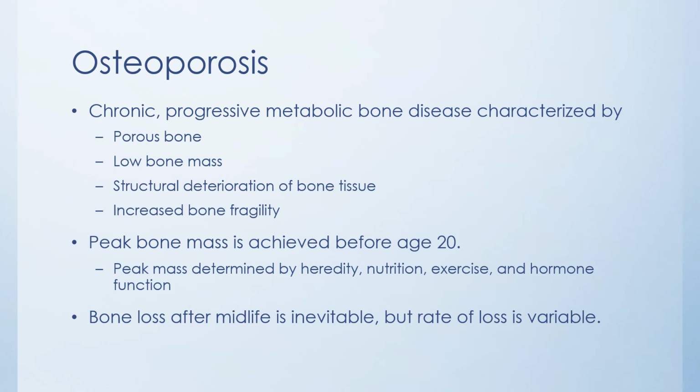So your peak bone mass is achieved before age 20. This is hereditary, nutrition, exercise, and hormone related. So there's a lot of aspects at play related to your peak bone mass. And bone loss after your midlife is inevitable, but the rate depends on a lot of hereditary and nutrition factors like that.